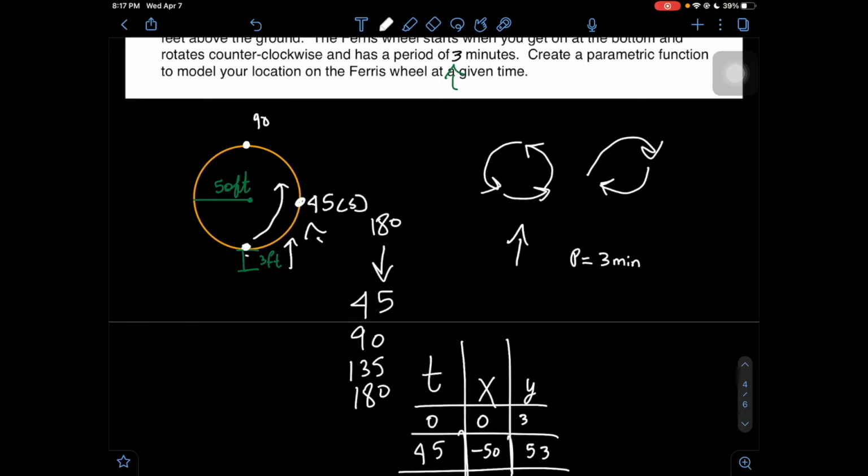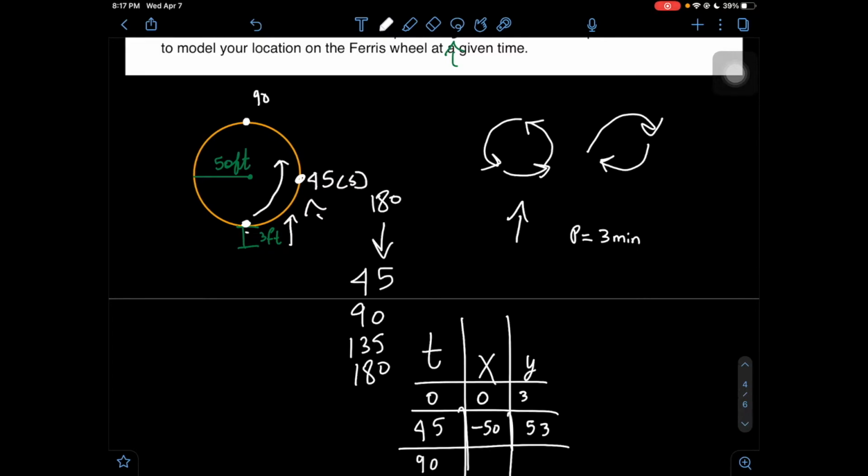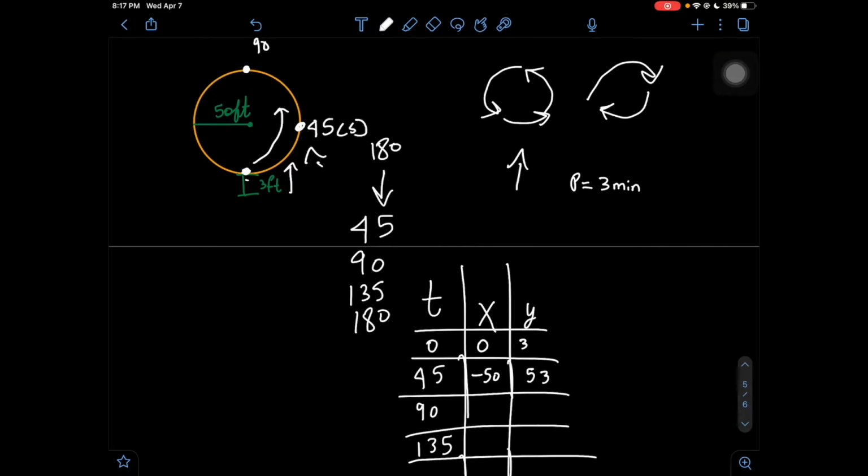Now, at 90, we can see that our x really hasn't moved because we're still at that x point right at the center in our origin, where the x hasn't gone left or right. We're just going straight up. So our x is going to be 0. There's no moving left or right. But in our y, we can see that we went up a significant amount. We're at the top of the circle.